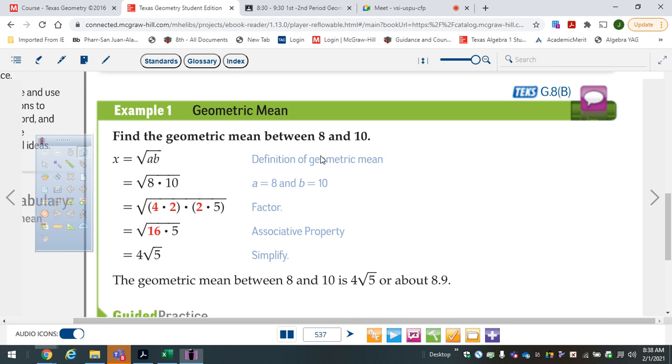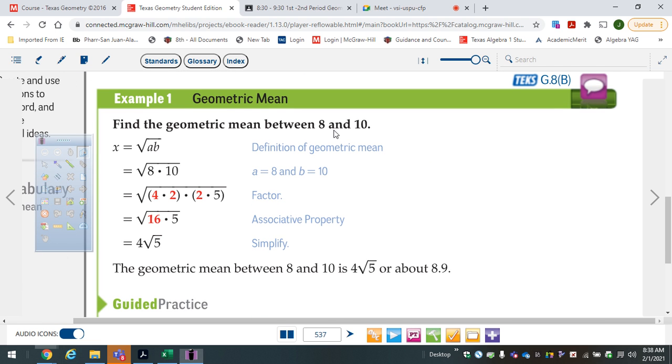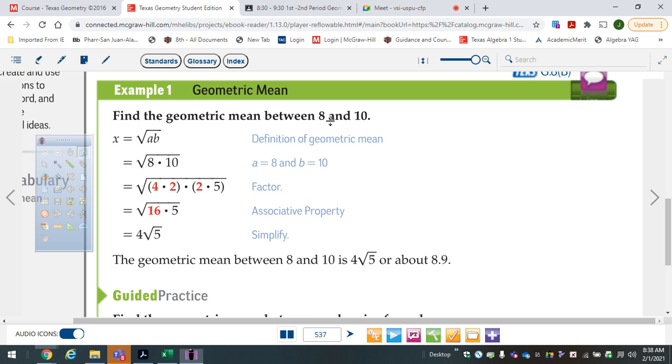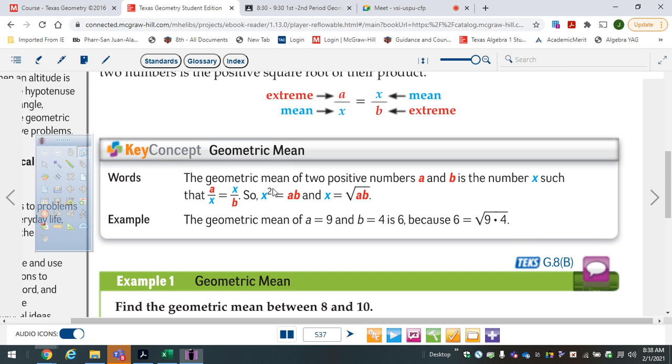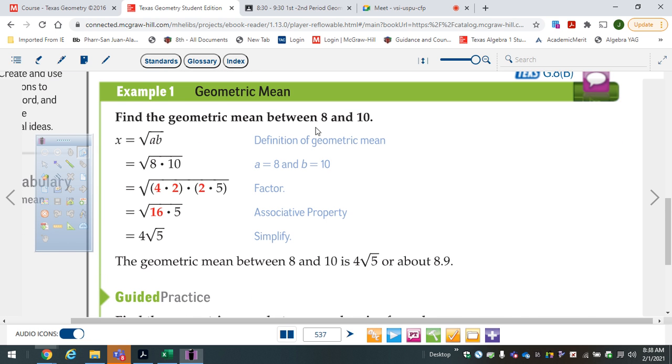Okay, let's go and move up here. Let's find the geometric mean between 8 and 10. If you want to think about that, that's like these numbers right here. The way you get the geometric mean between 8 and 10 is basically cross multiply, where you'd wind up with the square root of AB. And 8 and 10 is A and B. So we're going to have 8 times 10, which is 80, and you can go ahead and break this down.